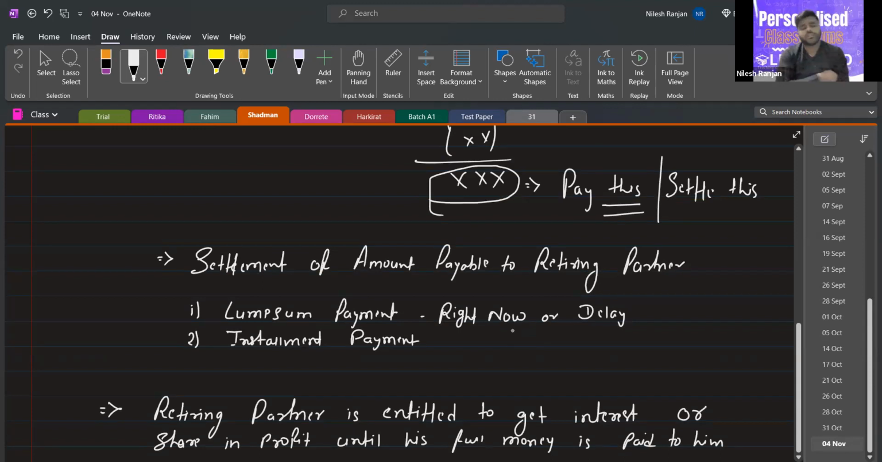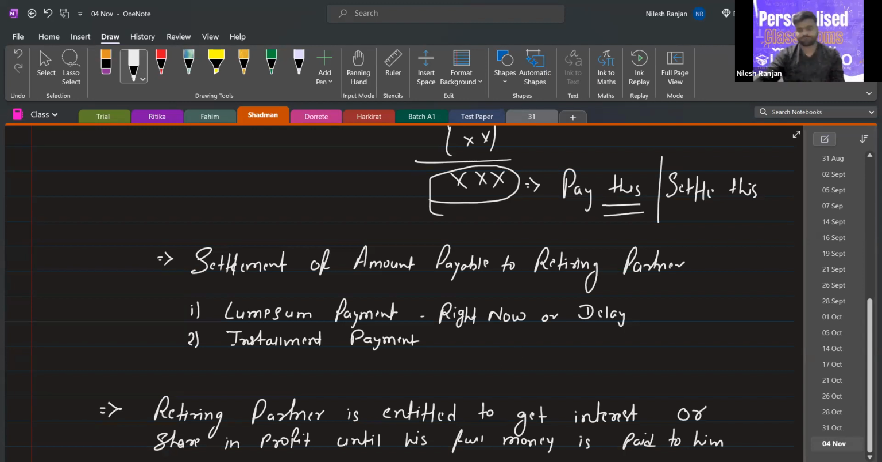Why will the retiring partner accept installment payment? Because if he receives the amount instantly, right now, then there will be no interest and no profit share. But if the amount payable is delayed or paid after some time, then in installment payment the partner will receive interest on the amount payable.